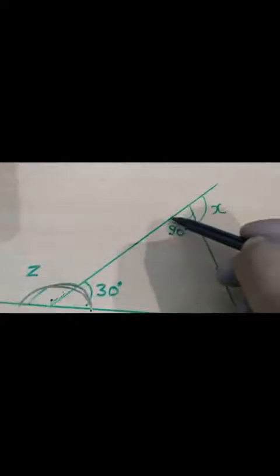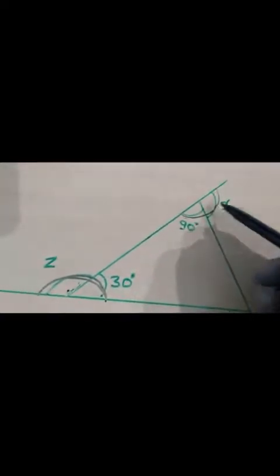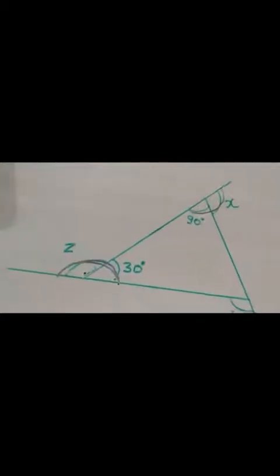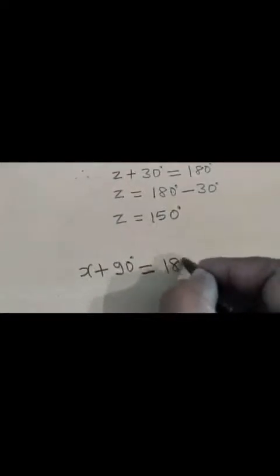Now see, this is straight line, and it means that this whole angle is 180 degree. Here to here is 180 degree. It becomes two parts, x and 90. So x plus 90 is equal to 180 degree, because this is a straight line. Okay, so we use this logic and find the value of x. Now x plus 90 forms a straight line, so x plus 90 is equal to 180 degree.